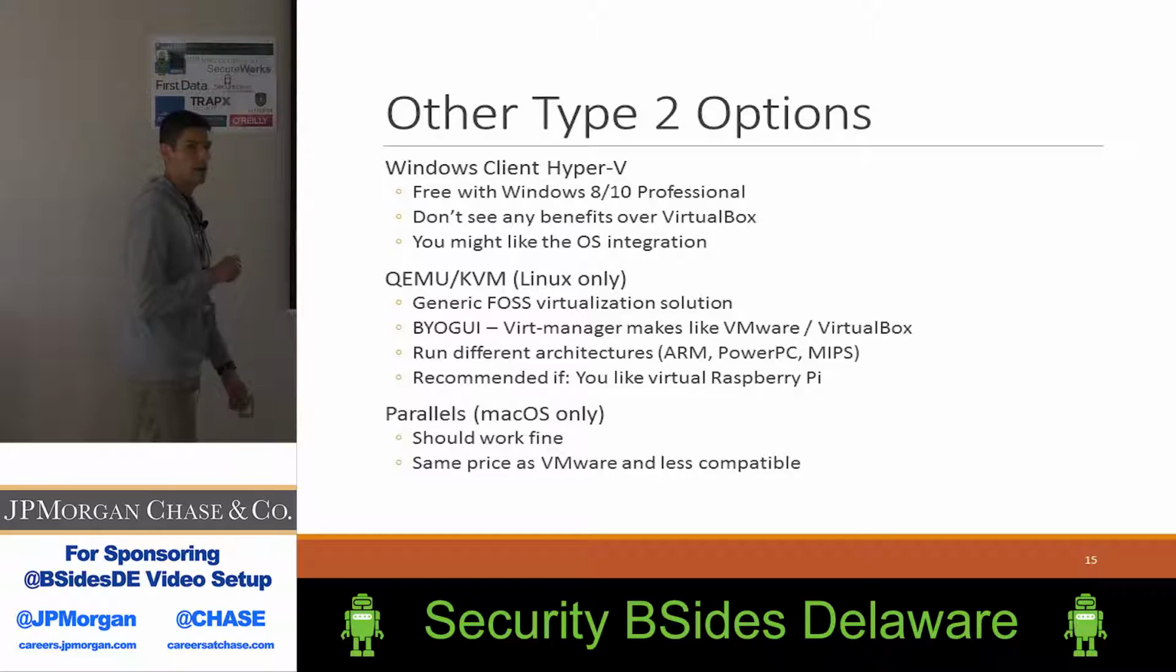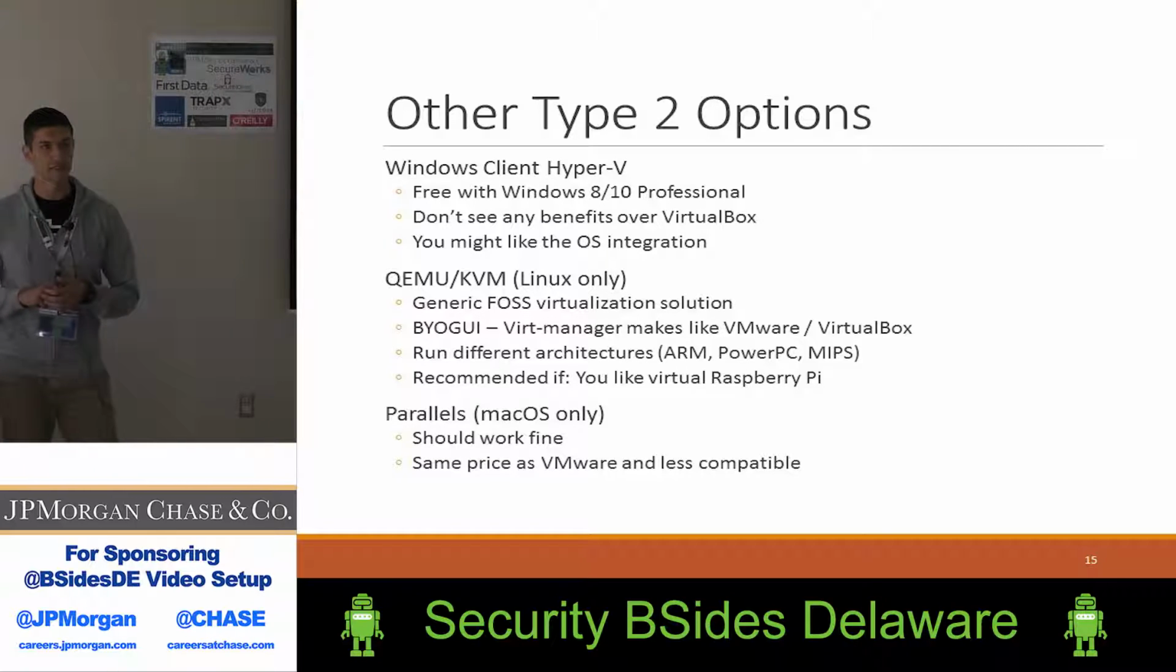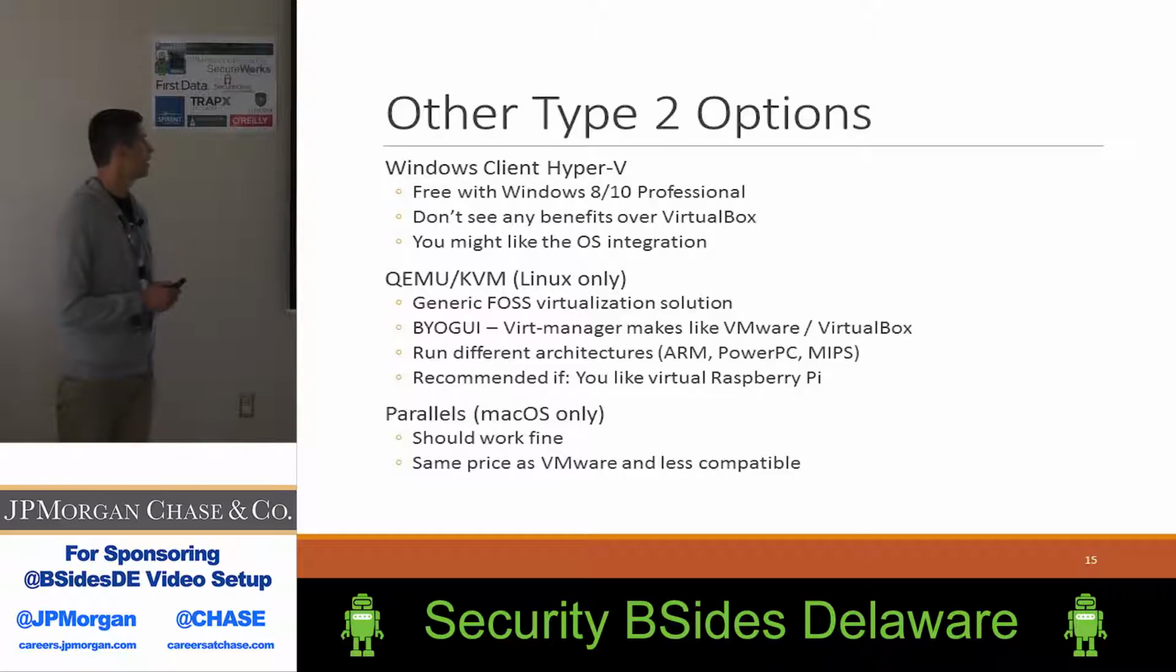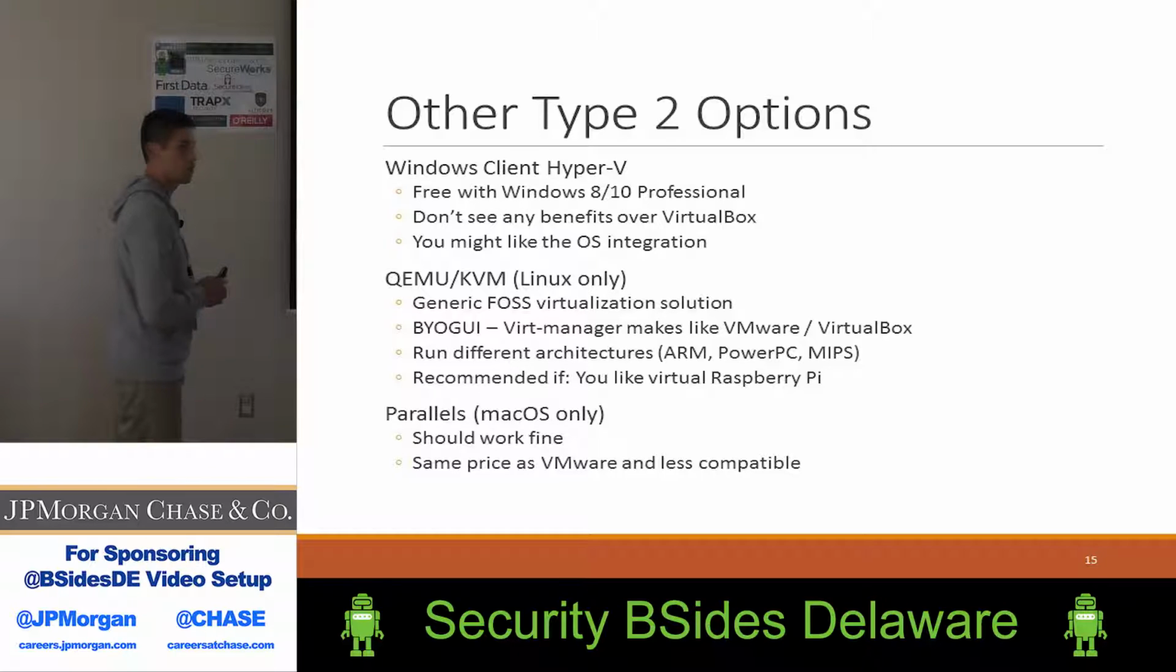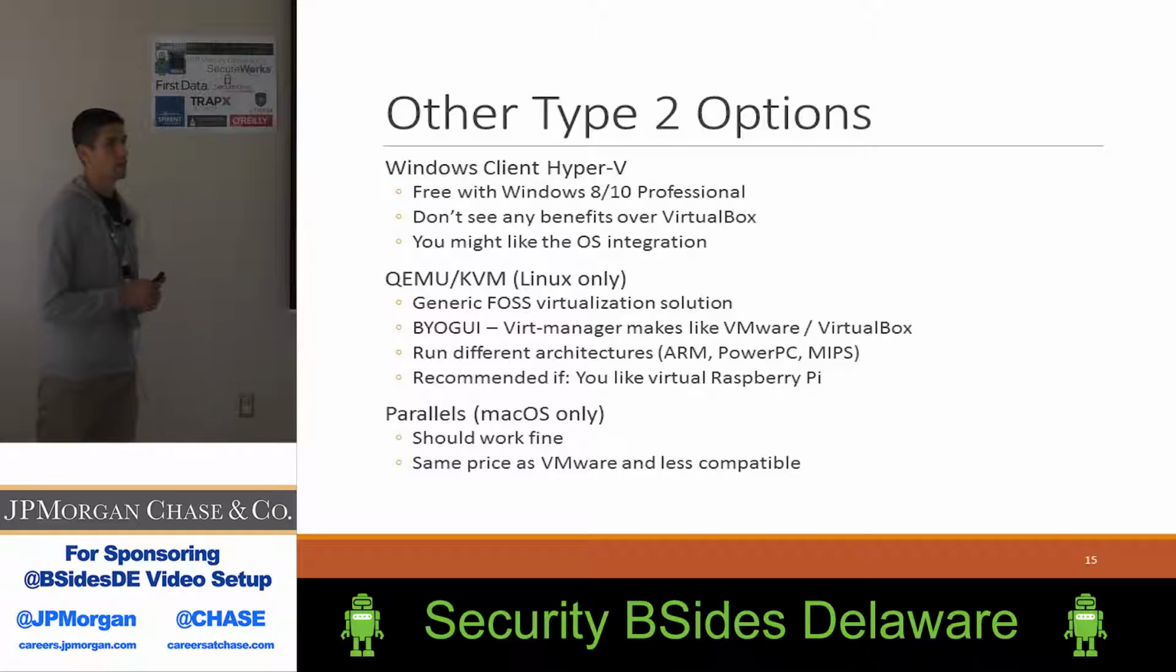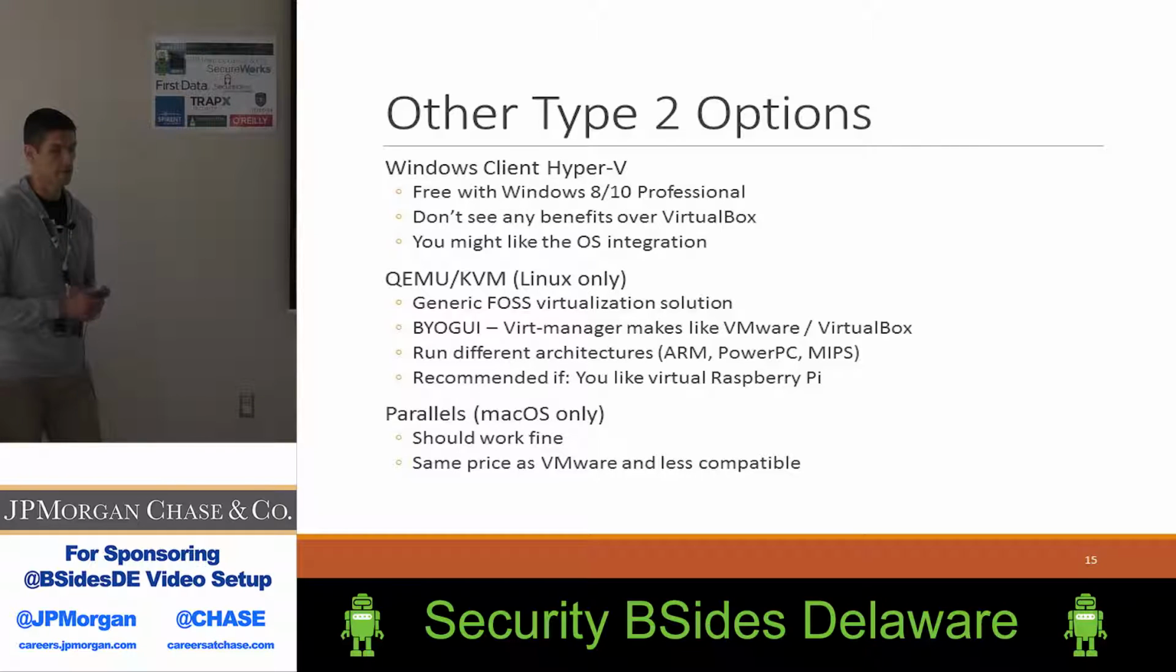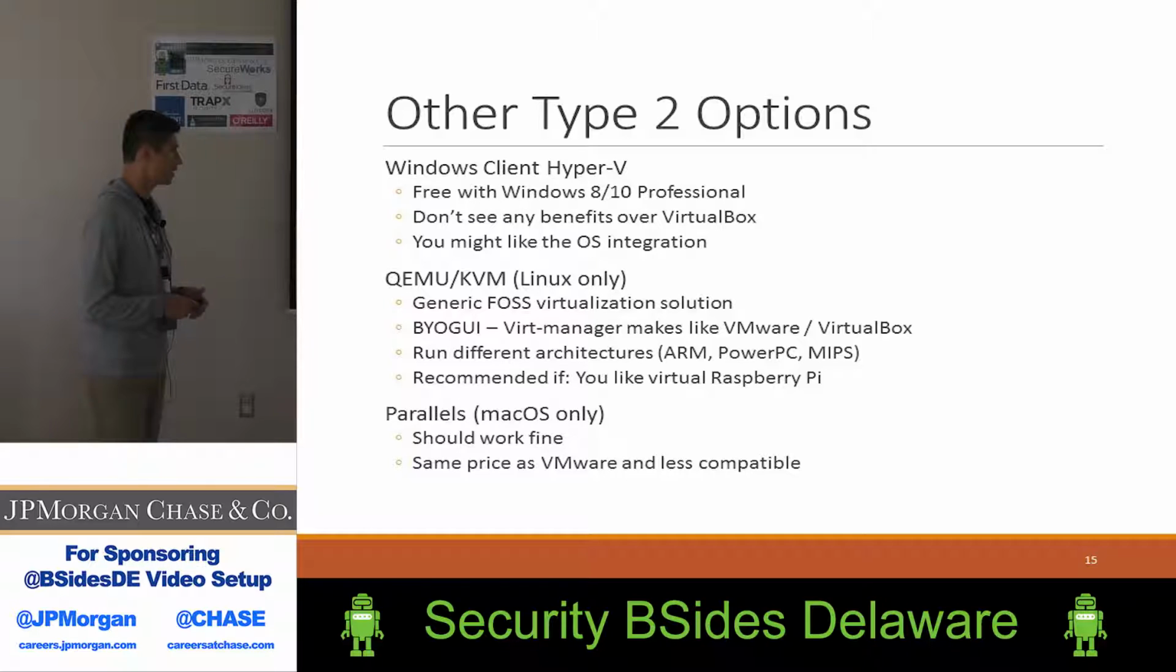There's some other type 2 options you've probably heard of, but these are less common. So Windows Client Hyper-V. This is a very high quality product. It comes free with Windows 8 and above if you have the professional version. It does not come with the home version of Windows, but it works great. It integrates with Microsoft's type 1 solution, which is Hyper-V Server, which we'll cover in a minute. So if you want those features, maybe consider the Windows one. I don't see as many virtual machines packaged in this format, so you may have an issue there.